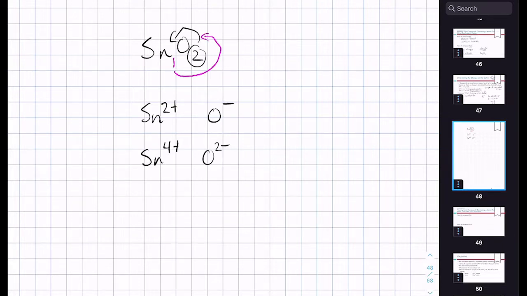Because if you do the crisscross method from here, we'll put this here, we'll put that there, you'll get Sn2O4, which simplifies by dividing by 2. So just remember that the charges always have to add up to 0. And the anion charges don't change.